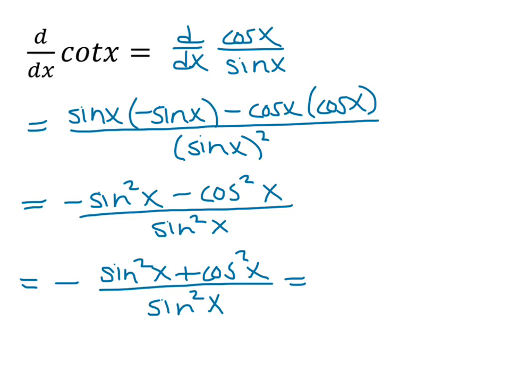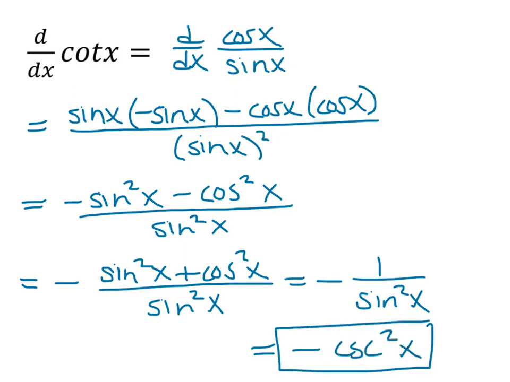And we have the Pythagorean identity again, where sine squared x plus cosine squared x equals 1. And we're still over a sine squared x. And we have a reciprocal, 1 over sine x equals cosecant. So when we have a negative 1 over sine squared x, we can replace that with a negative cosecant squared x. Hence, the derivative of cotangent x equals negative cosecant squared x.